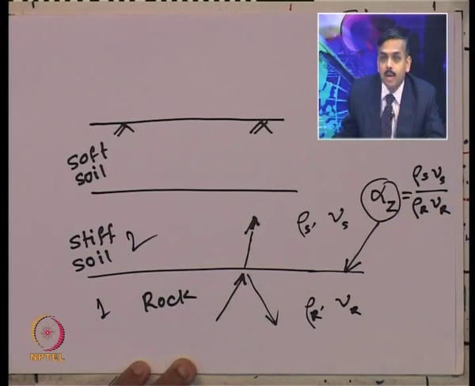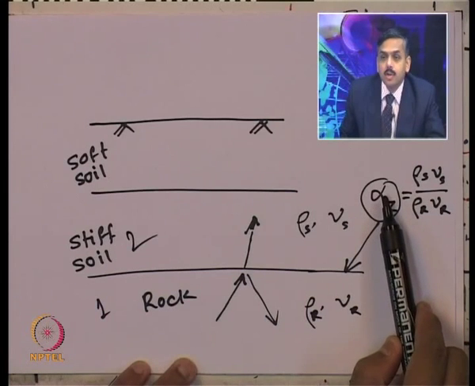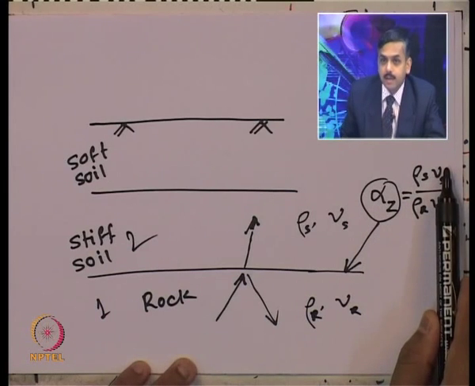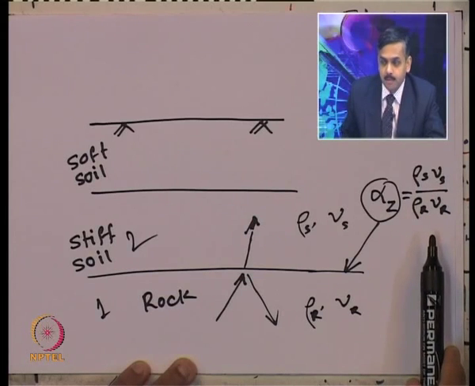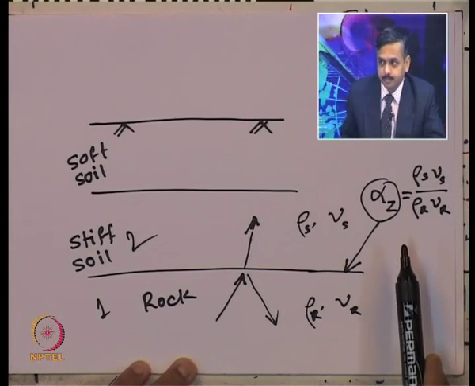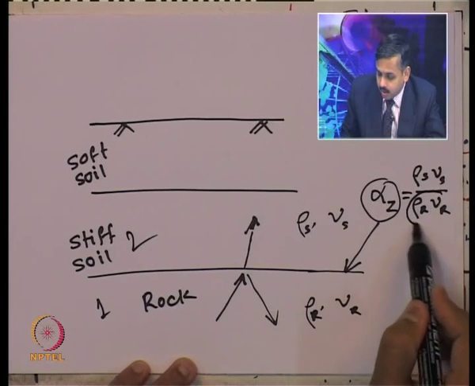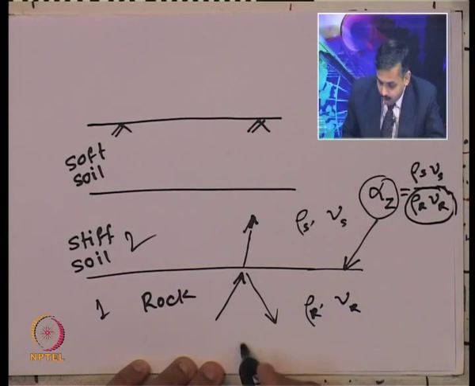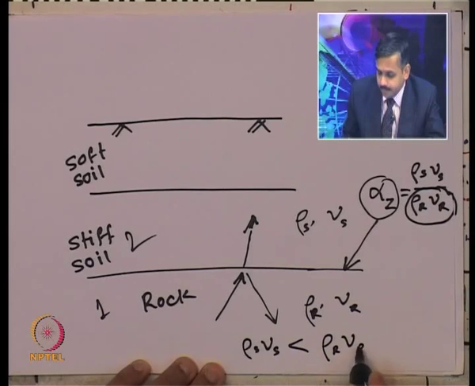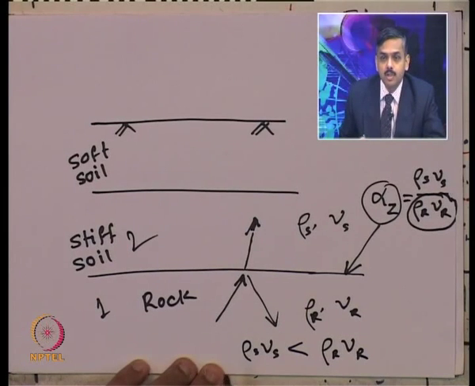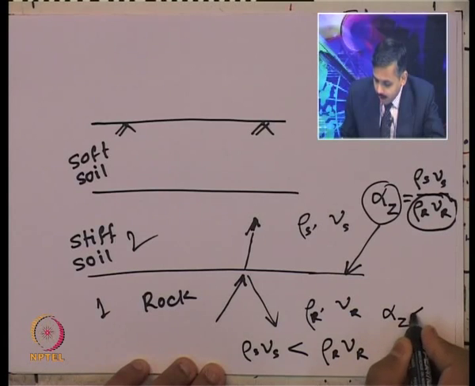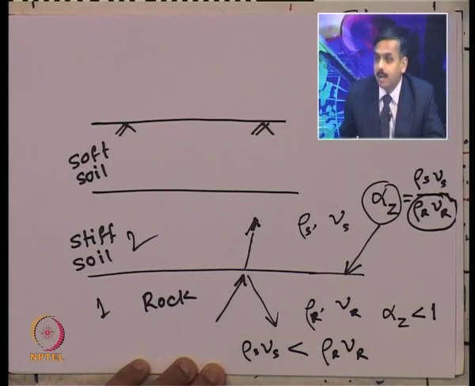That is what we have seen in this slide. The definition of impedance ratio is the specific impedance of material 2 divided by the specific impedance of material 1. Now, which parameter is more? This parameter is much higher than this. So, rho s v s is much lower than rho r v r. That is the typical case for geotechnical earthquake engineering, which practically we will get at a site. So, at a site, if we get this situation, obviously all practical cases of alpha z will be less than 1.